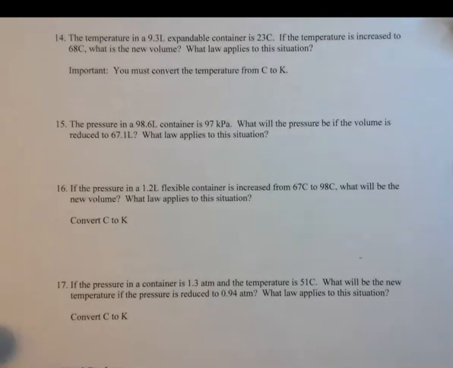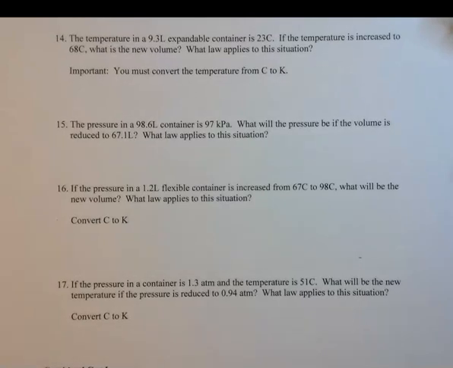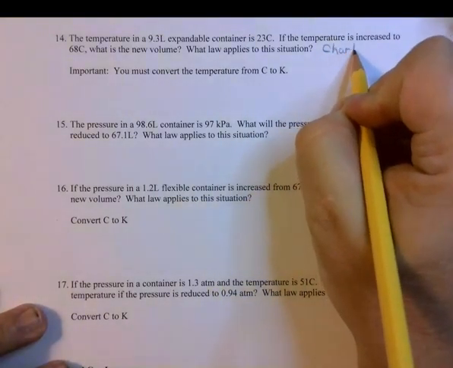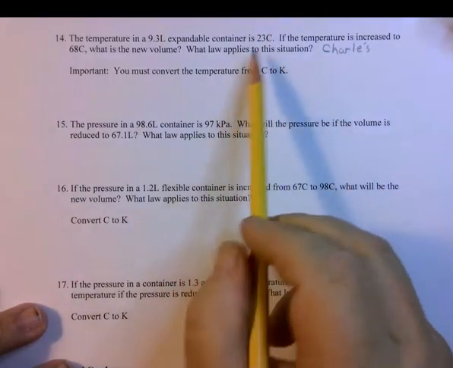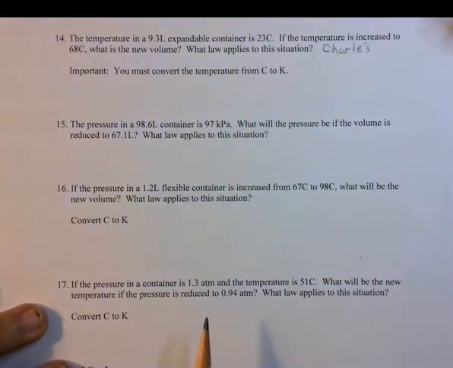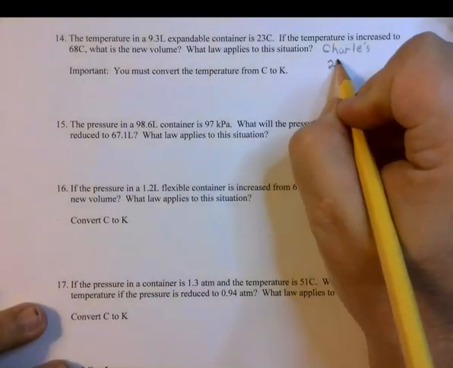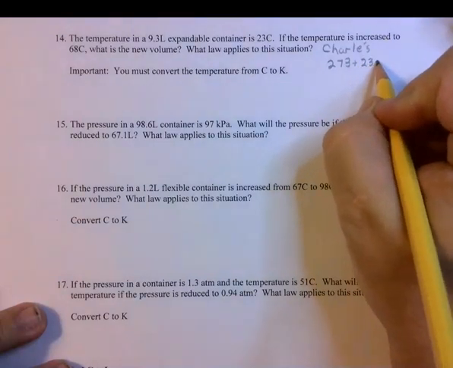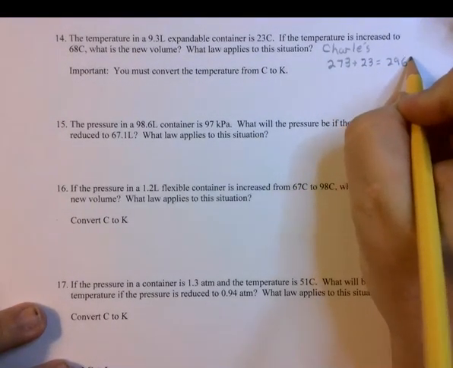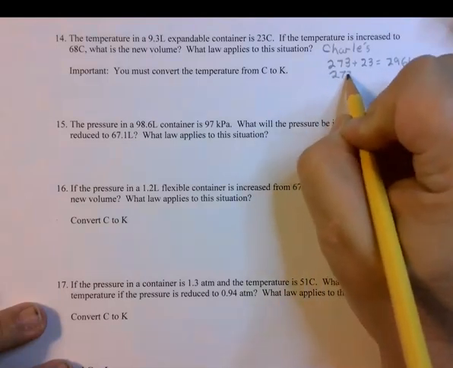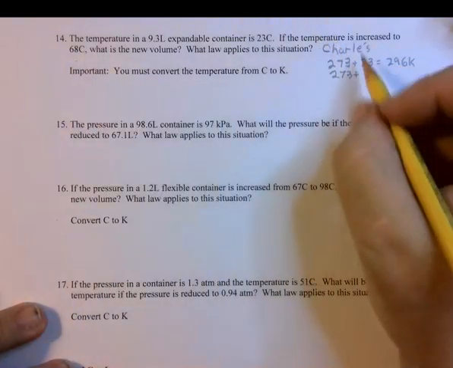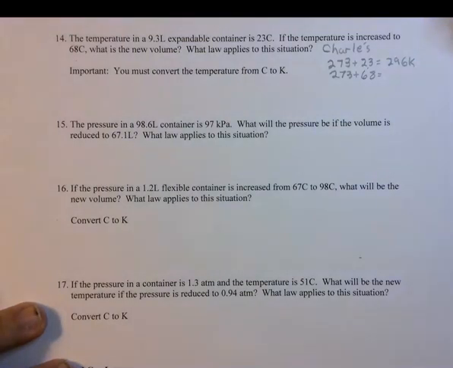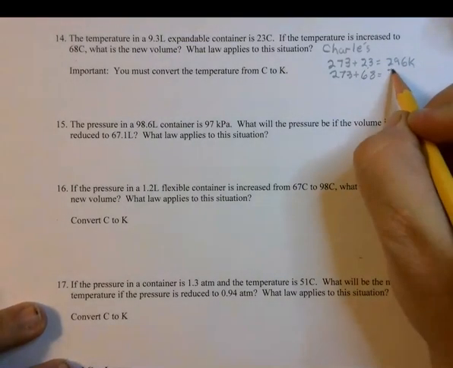All right, so which law applies? This is a temperature and a volume, so it's a TV, so that's Charles's law. Now anytime you've got temperature and gas laws, you've got to convert to Kelvin. So let's go ahead and do that. We start out with 273 plus our initial temperature, which is 23. That's going to give us 296 Kelvin. Then 273 plus our final temperature, 68, is going to get us to 341 Kelvin.